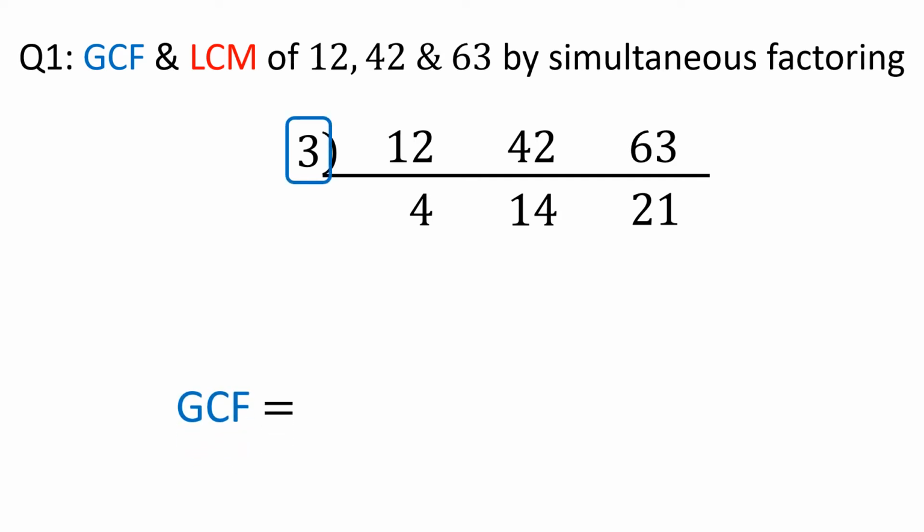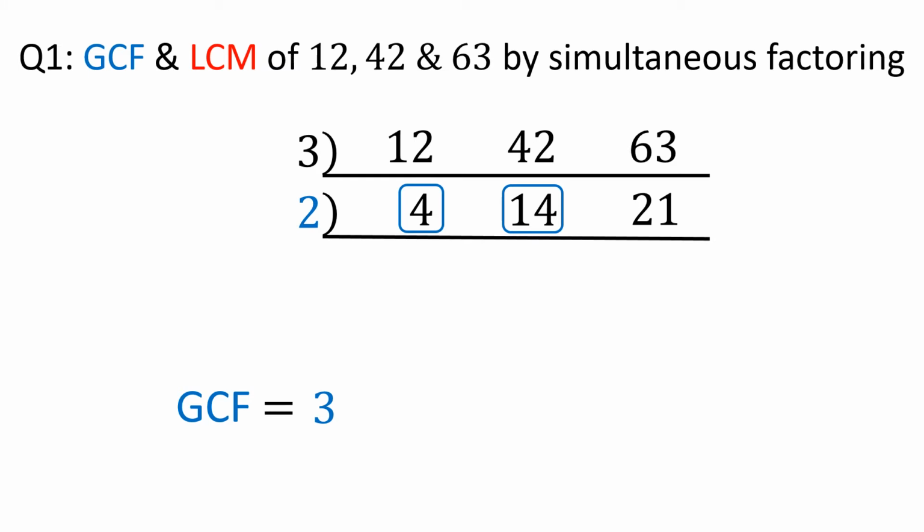just 3. In order to find the LCM of three whole numbers, we continue to find a common factor for two whole numbers among the three. If you take a look at 4 and 14, there is a common factor too, so we can divide them by 2. 4 divided by 2 is 2, and 14 divided by 2 is 7. Nothing changed for 21. Now we have 2, 7, and 21.